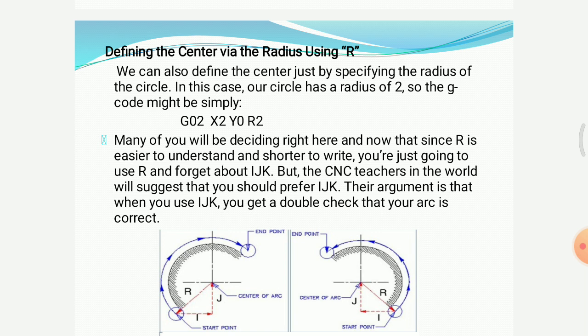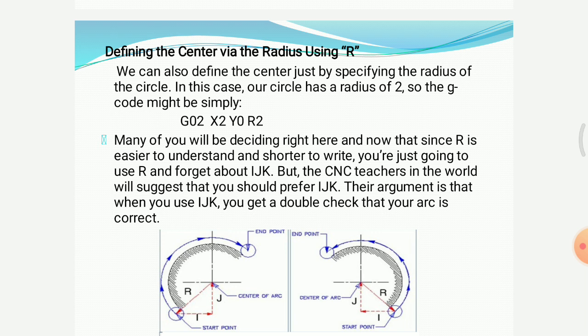Now as you can see in the diagram, on the left side, this is circular interpolation in the clockwise direction G02, and we can see the start point, end point and the center of the arc. The distance is given from the center of the arc to the start point, that is, I is the horizontal distance and J is the distance in the vertical direction from the center of the arc to the start point.